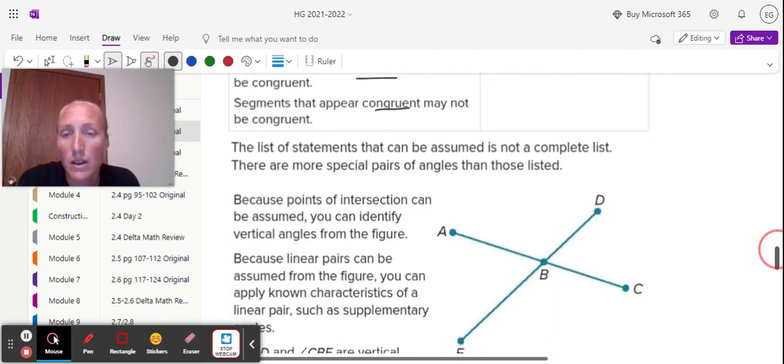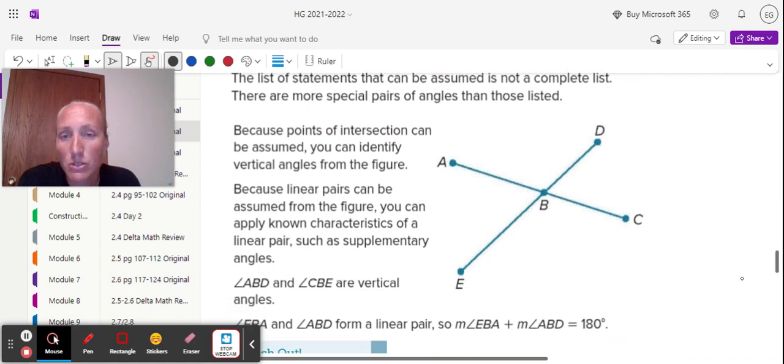assume. Okay, because points of intersection can be assumed, you can identify vertical angles from a picture. So we're going to be talking vertical angles here. Again, we have two segments that intersect at B, you can tell that, and then you can look at vertical angles from that. So the example that they give you here is angle ABD, so that's this angle out here, and angle CBE are vertical angles. So you absolutely can assume that those are vertical angles. We're going to be making some statements based on that.